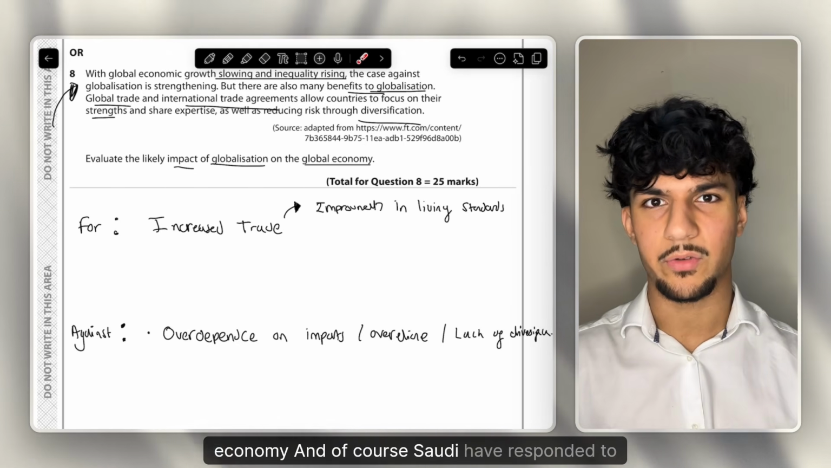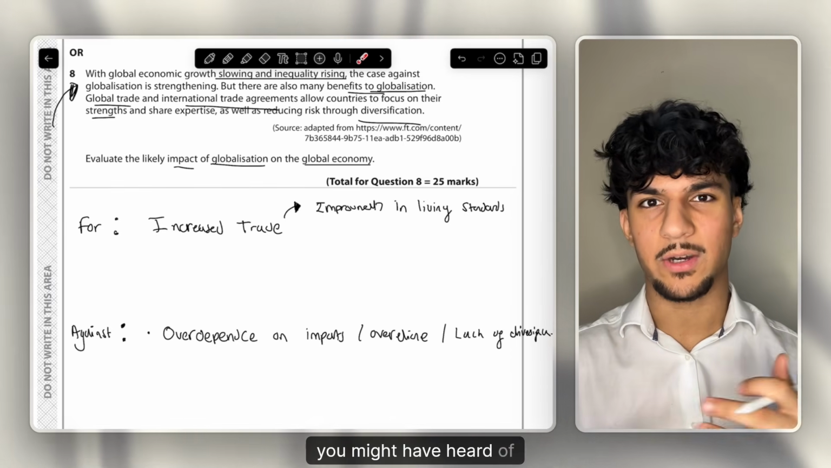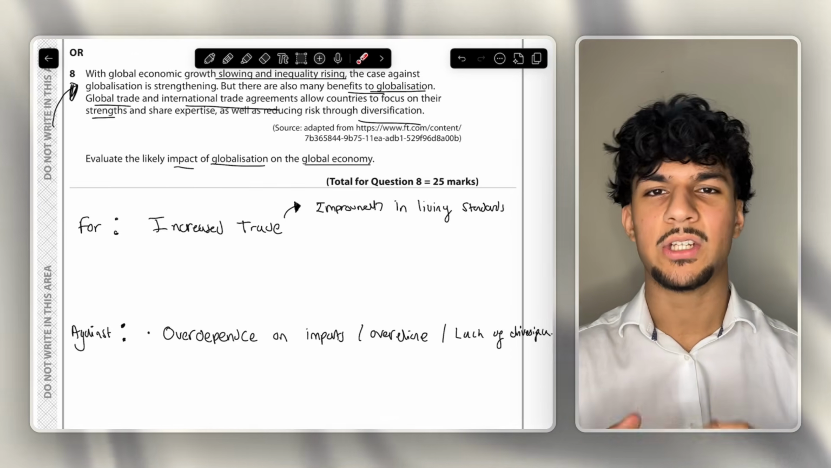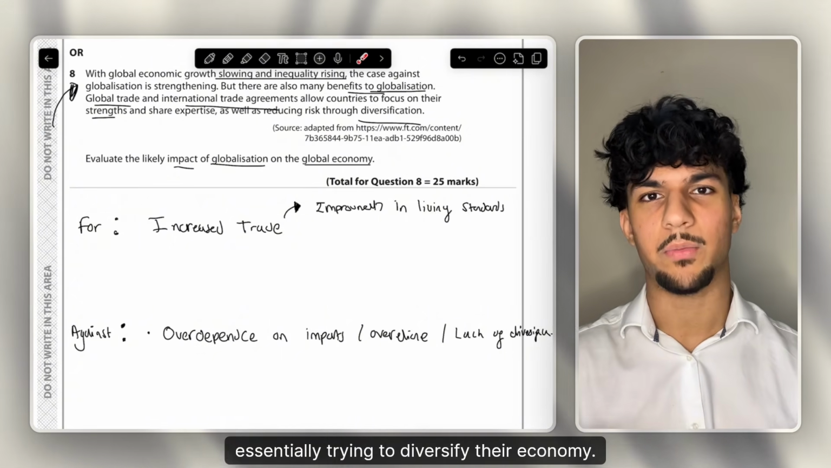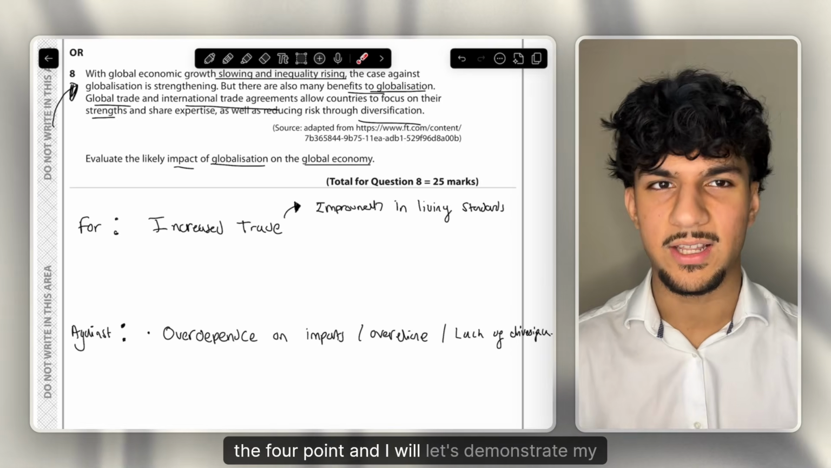And of course, Saudi have responded to this. You could use this as an evaluation point for this paragraph. You might have heard of Saudi Vision 2030, where they're trying to promote things like tourism, essentially trying to diversify their economy. But anyway, let's go on with the first point, the 4 point, and let's demonstrate my chain of analysis.